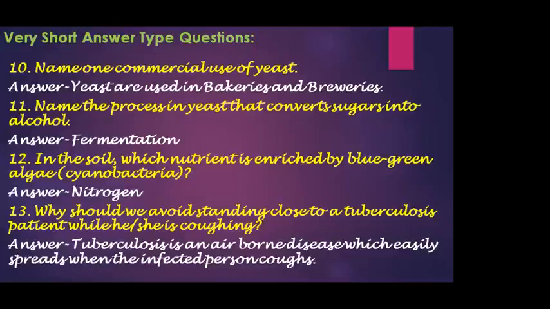Name the process in yeast that converts sugars into alcohol. The name of the process is fermentation. Question number 12. In the soil, which nutrient is enriched by blue-green algae or cyanobacteria? Nitrogen is a nutrient which is enriched by cyanobacteria.